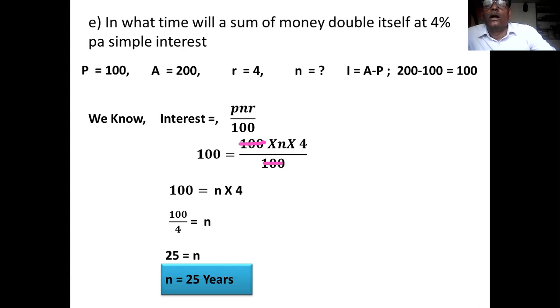Remember this point. Otherwise, you take some examples and solve at home. I have taken the example based on double. Sum of money double means principal 100, amount 200. Sum of money triple means principal 100, amount 300. Sum of money 4 times means principal 100, amount 400. Sum of money 5 times.